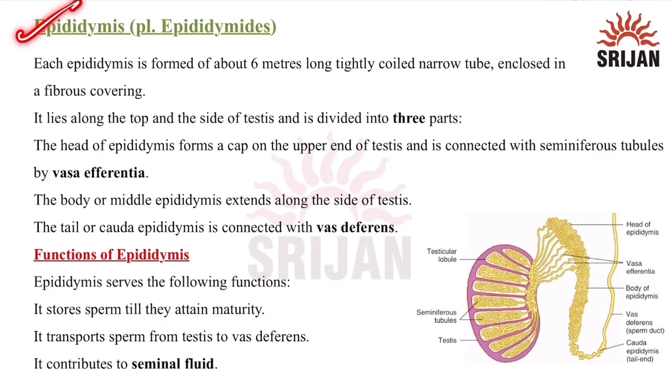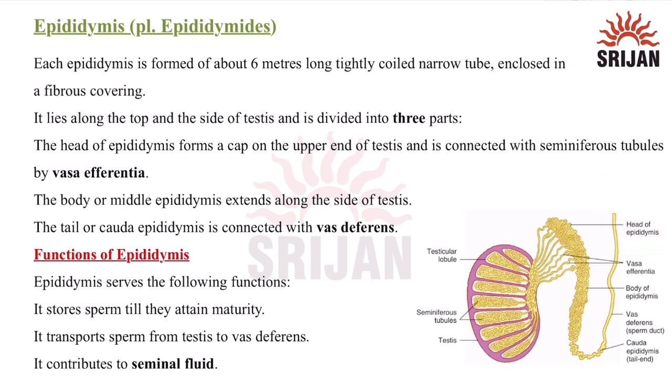Now, epididymis. Basically, it is again a tightly coiled structure which is 6 meters long, and is enclosed in a fibrous covering. It consists of three parts: the head of the epididymis, then the body of the epididymis, and then the tail end of the epididymis, which is known as cauda. The head is known as caput, but it is of no use at your class level.